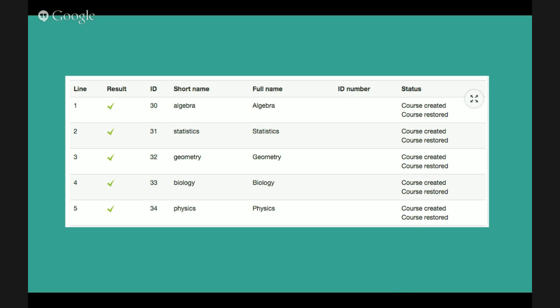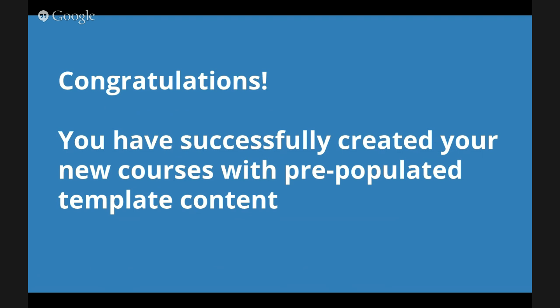After you process that request, you will see a summary that's returned to you. It'll show you which courses you've created. And if we look at the status column on the right-hand side, it will say the course has been created and also course restored. And the course restored refers to the pulling of those resources into the new courses. So that takes us to the end of step 3. So congratulations if you're still with us at this stage. You've successfully created your new courses with pre-populated template courses.